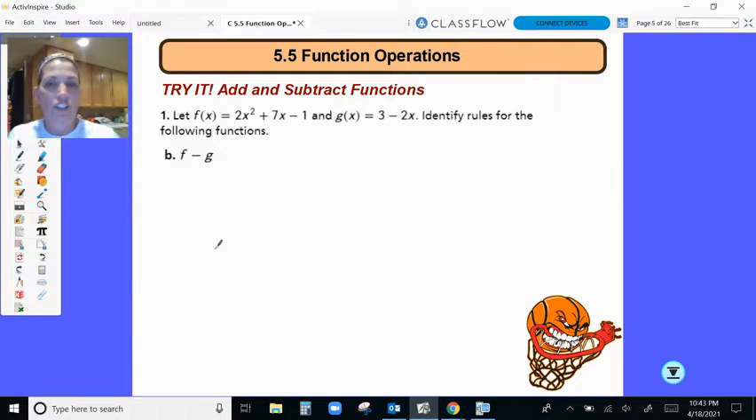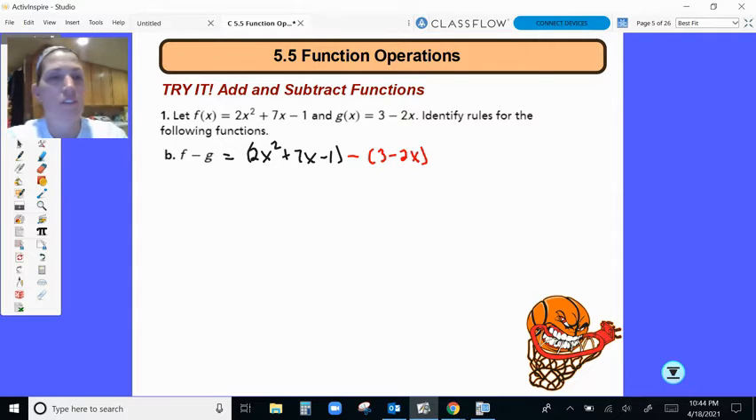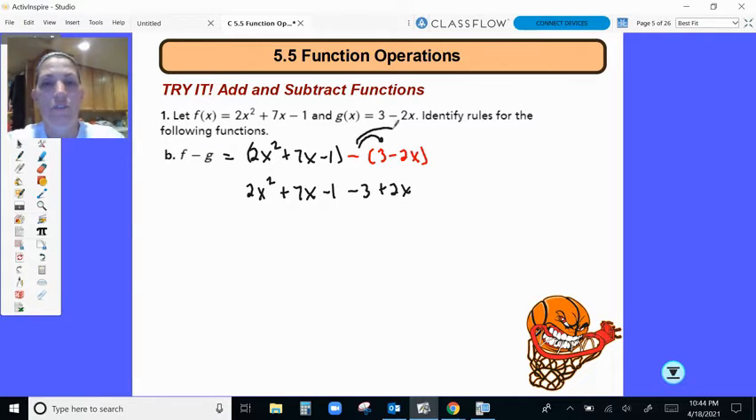How about f minus g? Let's look at that one. We have our f minus g is going to be 2x squared plus 7x minus 1. This time we're going to subtract our g, which is 3 minus 2x. Be careful with that one. So you have 2x squared plus 7x minus 1, and then minus 3 plus 2x. Distribute this negative through this parenthesis.